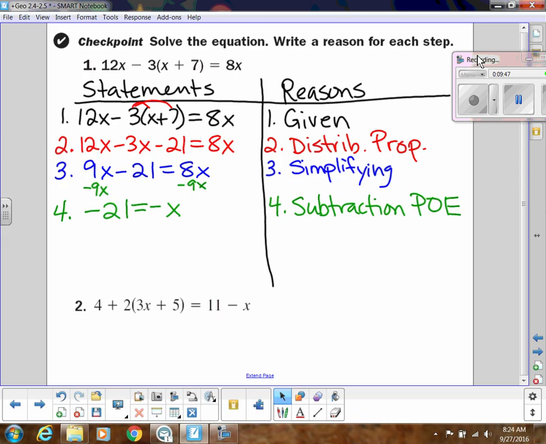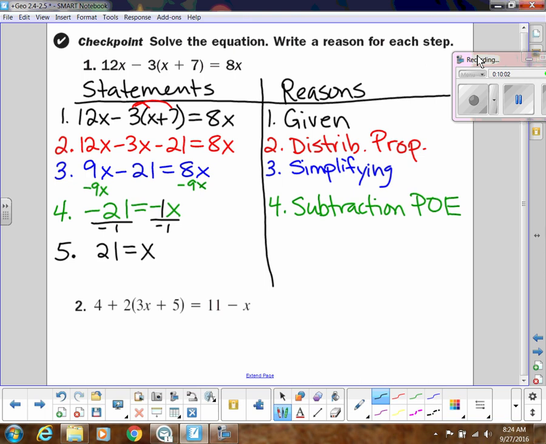And then our next step would be to divide by the negative 1, right? And again, you don't have to show that you're dividing by the negative 1. All you have to write in statement 5 is that positive 21 is equal to x. And that's the division property of equality. Okay, so then we have solved for x, so x is equal to 21.